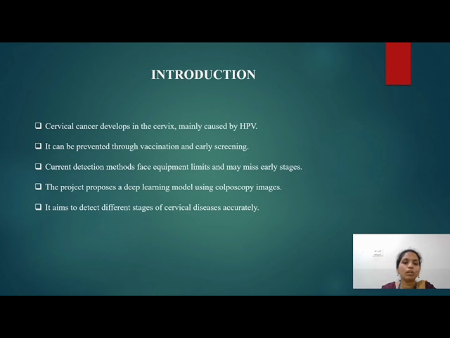Let's dive into the intro of cervical cancer. Cervical cancer begins in the cervix and is usually caused by human papilloma virus or HPV. It can be prevented through vaccination and early screening, but the current methods like pap smears and colposcopy are limited in their ability to detect the early stage diseases. Our goal is to create a deep learning model that uses colposcopy images to accurately identify the cervical conditions and assist doctors in early diagnosis.